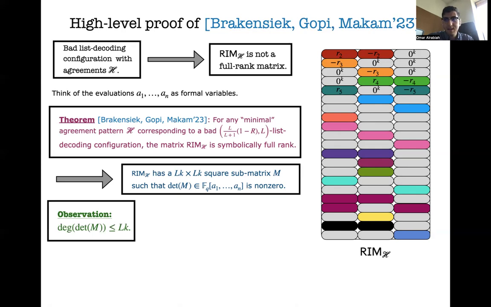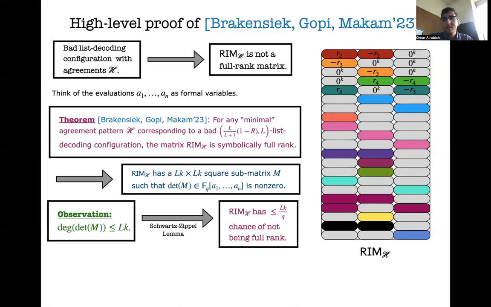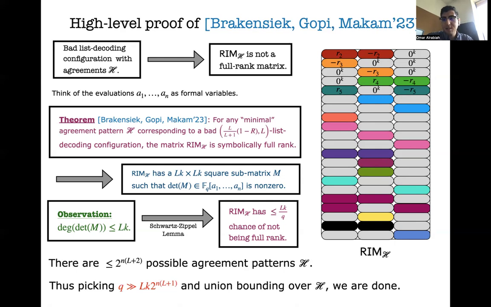And the key observation is that the degree of this determinant is actually small. So in other words, by the Schwartz-Zippel lemma, the RIM matrix has a small chance of being not full rank. In other words, there's a good chance that the RIM matrix is full rank. The RIM matrix has a chance of at most LK over Q of not being full rank. And since there are at most 2 to the n times L+2 possible agreement patterns, if you pick Q large enough, exponential in n, then by union bounding over all possible configurations H, we are done.